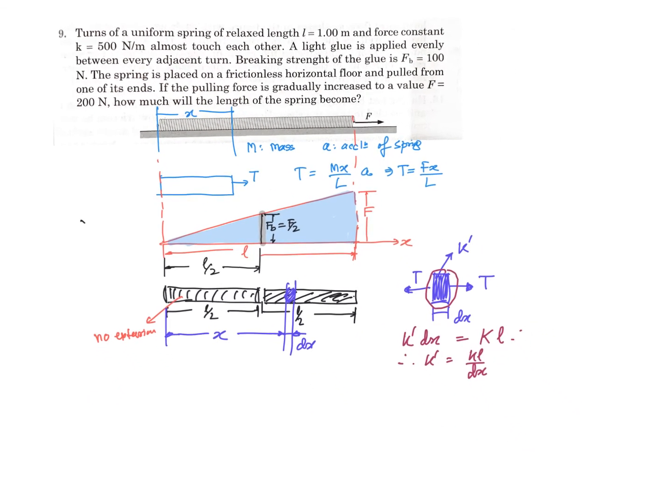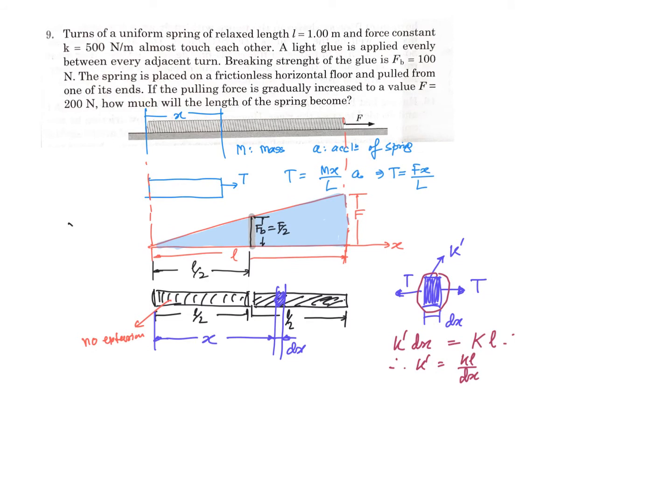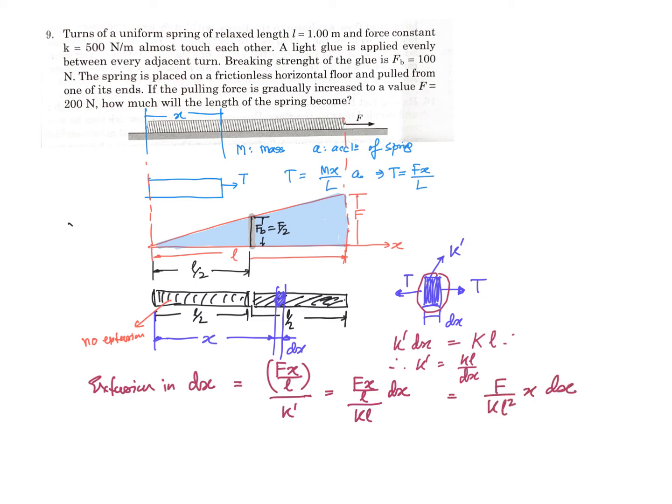So the extension in dx, I mean dx extends, right? The extension in dx is the force, that is Fx by L, divided by k dash. So that is Fx by L divided by kL by dx. So that means F by kL squared times x dx.